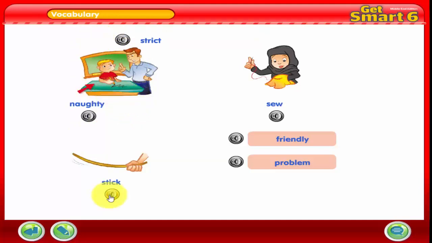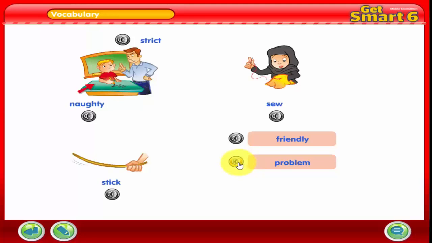Stick. Stick means a wood piece or part of a tree. We use it to punish naughty persons or students. Sew. Sew means to close or enclose by sewing. Friendly.